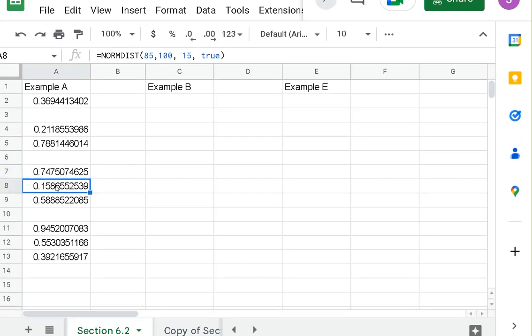The second one is the area to the left of 85. And the third one is the difference in those two cells. You could, if you wanted to, just find the difference right away and do this all in one line, but it's kind of nice to be able to see all the different parts of this. The final answer here should be 0.5889, rounding that to the nearest 10,000th has been our convention.